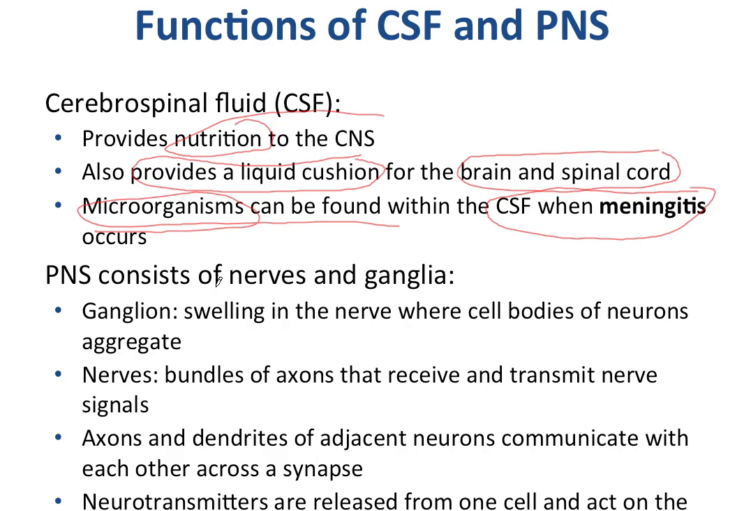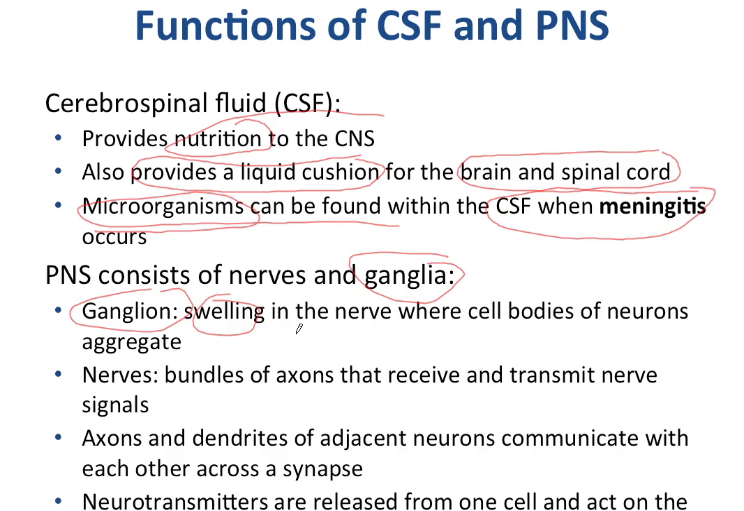Now let's talk about the peripheral nervous system. The peripheral nervous system is made of the nerves and the ganglia. Okay, ganglia. So it's specific for the PNS. Ganglia actually is the swelling structures in the peripheral nervous system. Normally, those are the swelling structure for the neuron.